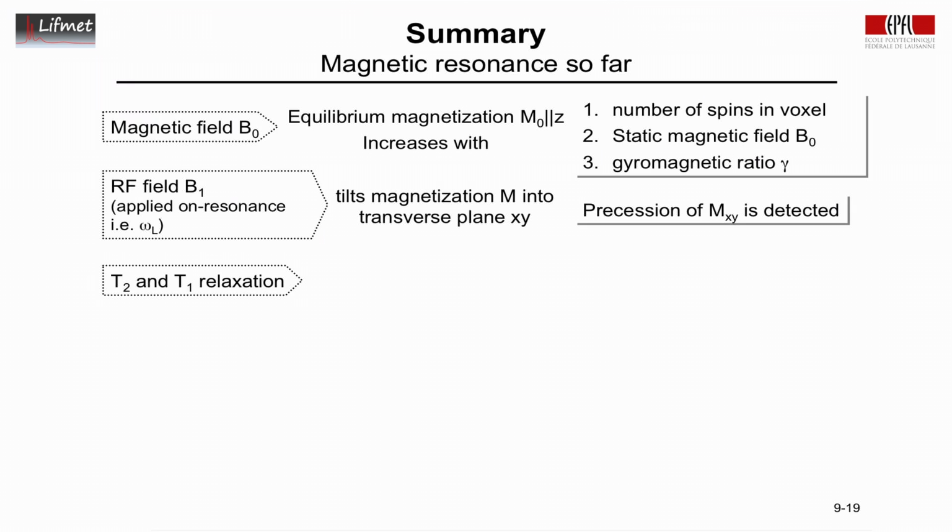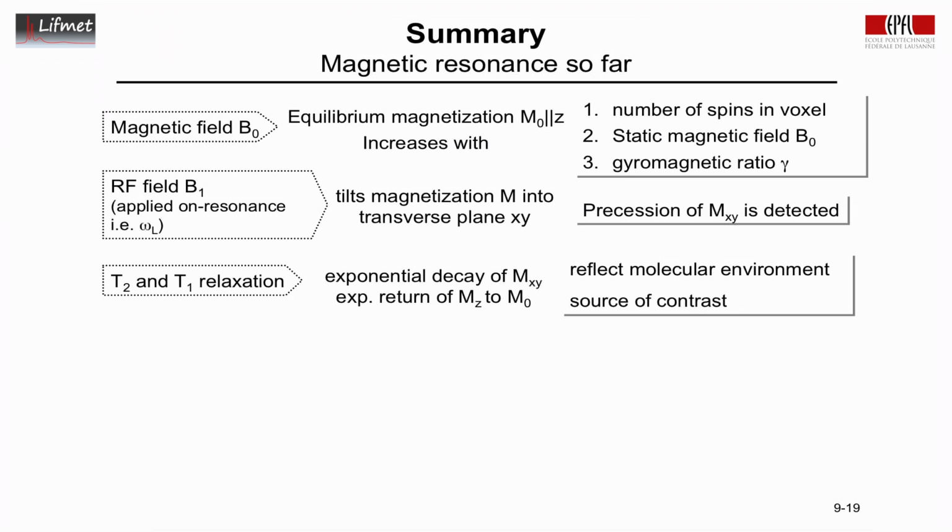Then we have established this week that we have relaxation, T2 that decays and T1 which builds up. So we have an exponential decay of the transverse magnetization and an exponential return of MZ to M0. That's described by T1 and T2 relaxation. These time constants T1 and T2 reflect the molecular environment in which the molecule finds itself, and they are a major source of contrast in MRI.